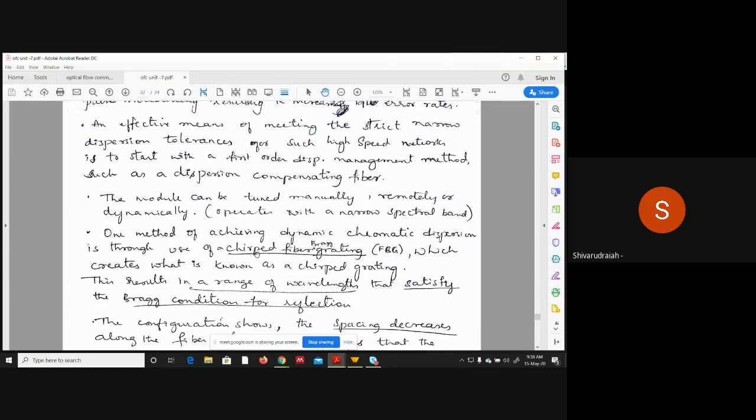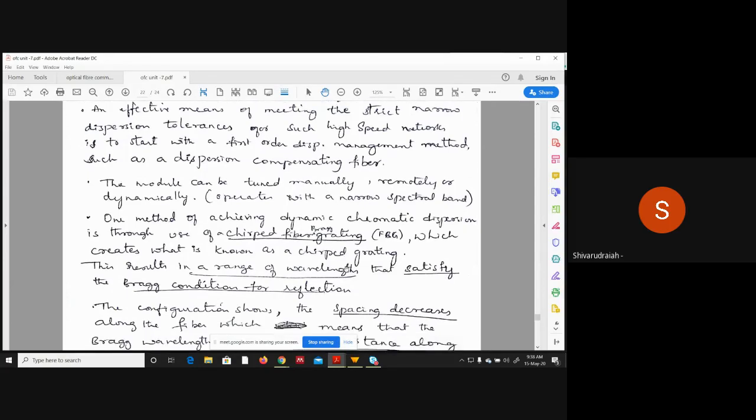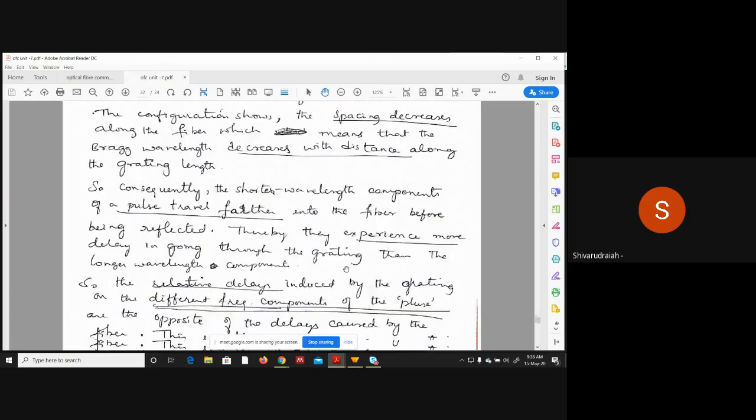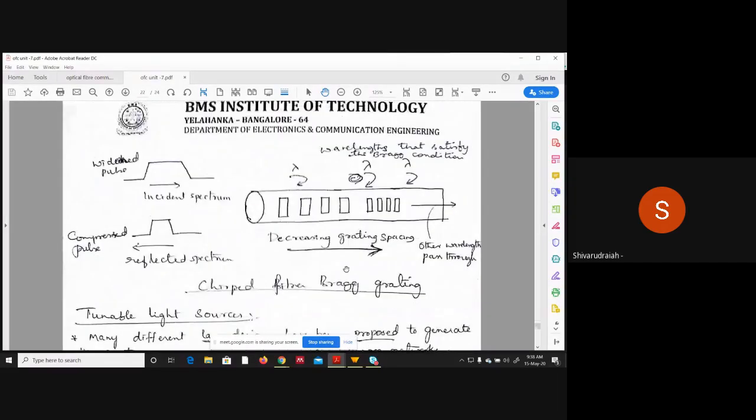Here an additional term is being inserted, called chirped fiber Bragg grating. So chirped stands for a structure which is again created inside the optical fiber, but the dimension of the structure is not uniform. Instead, it starts reducing as the distance increases. So please concentrate on this diagram here.